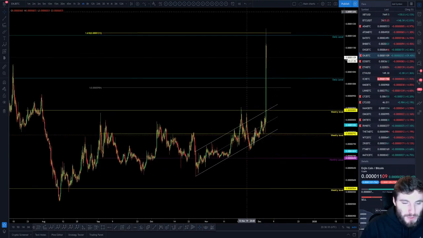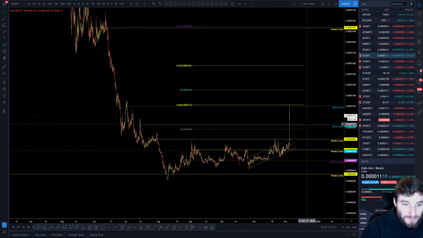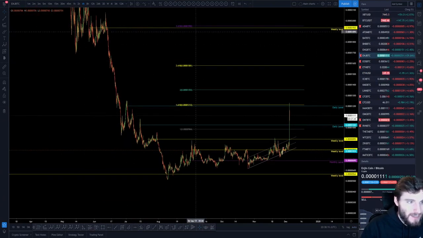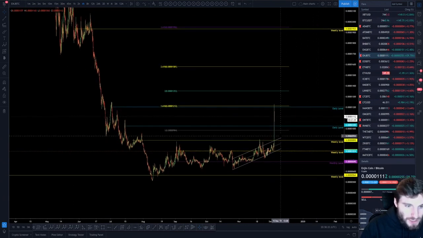it's definitely possible to move up higher. I really think we can move up higher. I think that this can get 100%, because I think there's hardly any resistance up to this next weekly. But in terms of an entry, your best entry is clearly 890 sats.